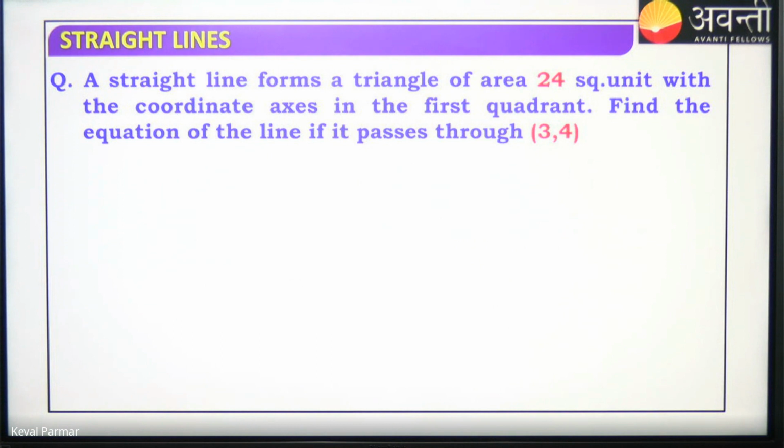Anyone? Try to make the diagram. If you remember the diagram we made for finding the area of the triangle, the same diagram we'll use. Make a line in the first quadrant where it cuts the x and y axis. So with those 3 points, you'll get a triangle.